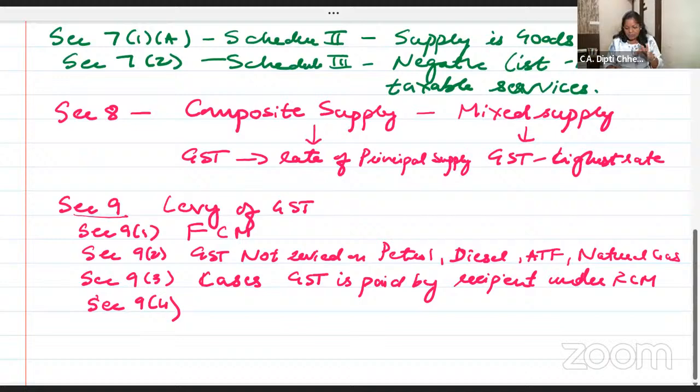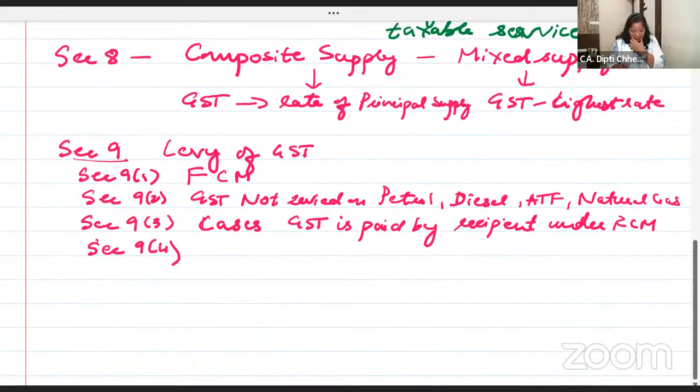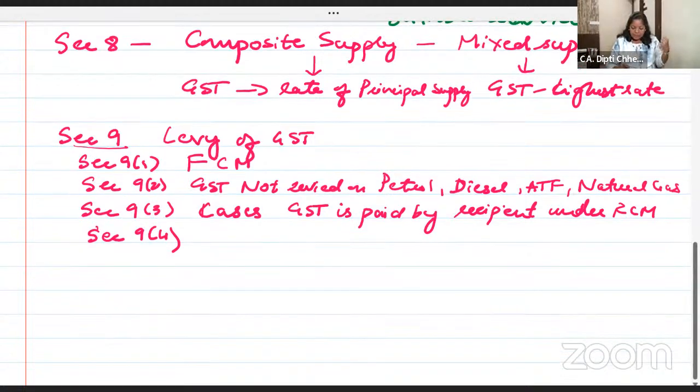Section 8 is all about composite and mixed supply. Section 9, that's your third chapter. It talks that GST should be chargeable at the rate given according to the HSN code or the service accounting code in forward charge. So normally who will charge the GST? Supplier. Yeah, he will collect the GST and pay to government.